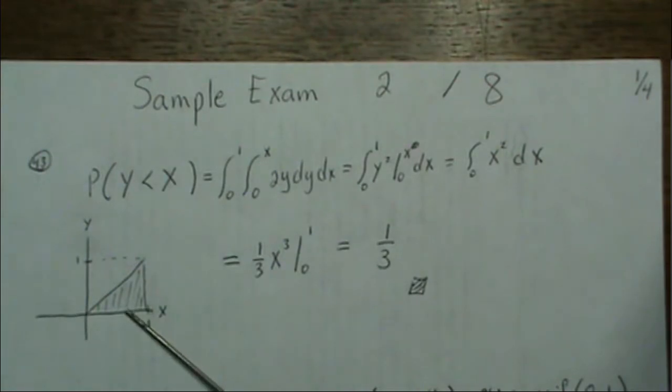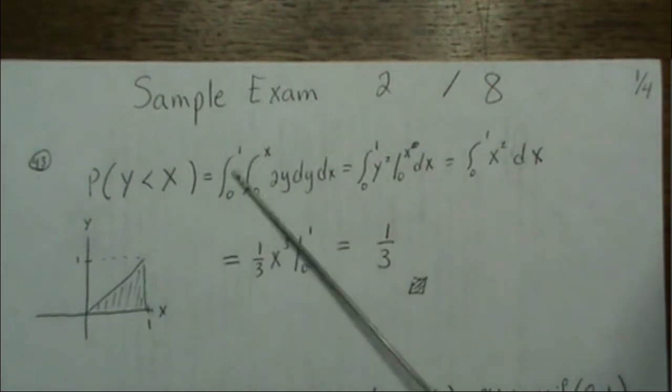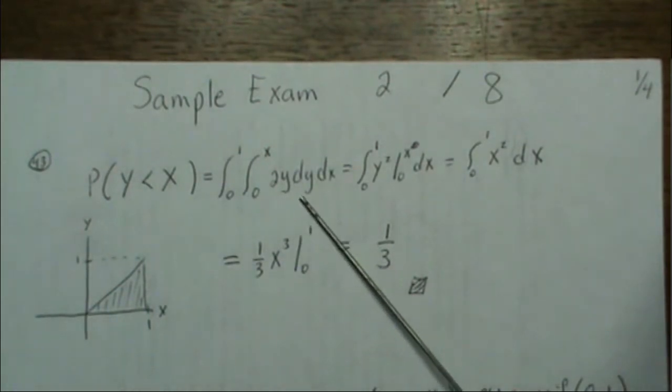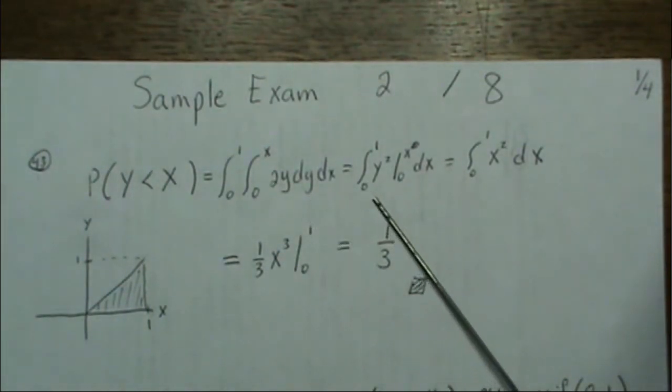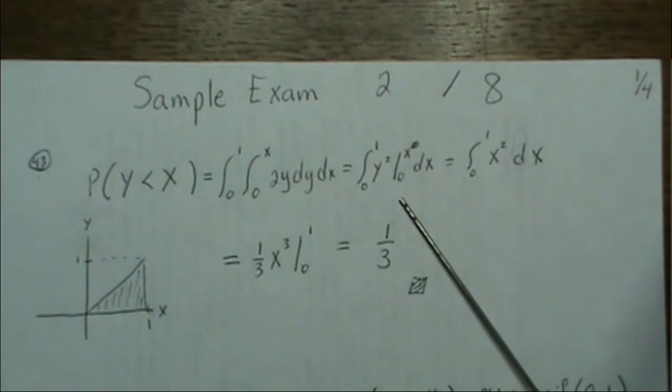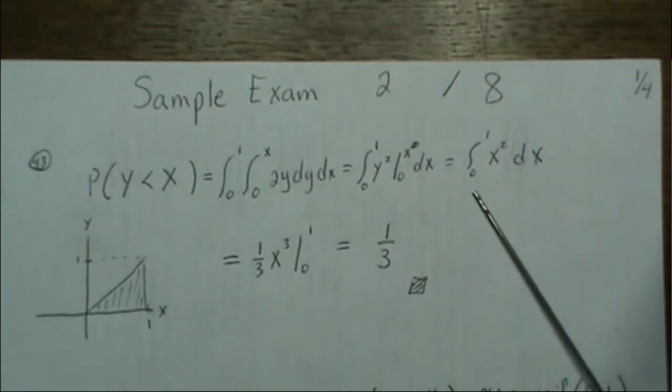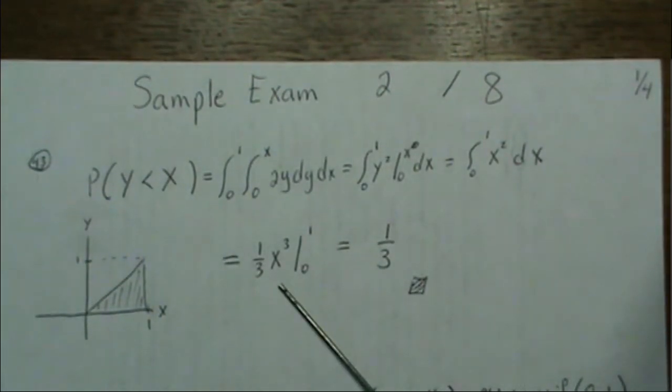Y is going to go from 0 to x, and x is going to go from 0 to 1. We integrate with respect to y first, so we get y squared, plug in the values, then we integrate with respect to x, and we get this. Plug in the range, and we get 1/3.